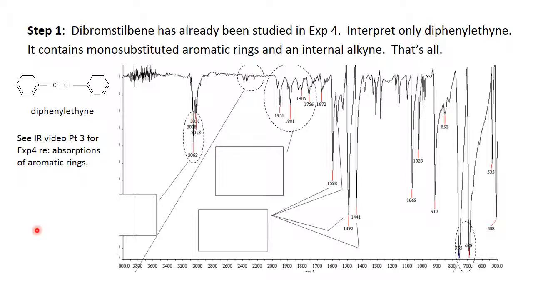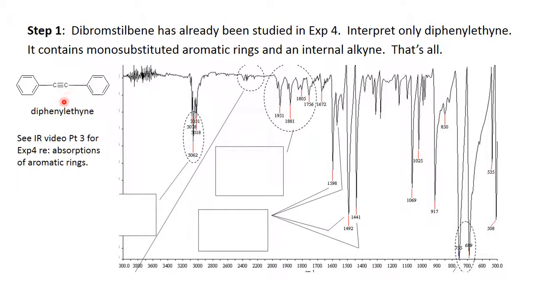Step 1. Dibromostilbene, the reagent, has already been studied in experiment 4, so I won't repeat that here. We're going to only interpret diphenylethyne, the product. So our product, diphenylethyne, you can see contains monosubstituted aromatic rings and an internal alkyne, and that's all.